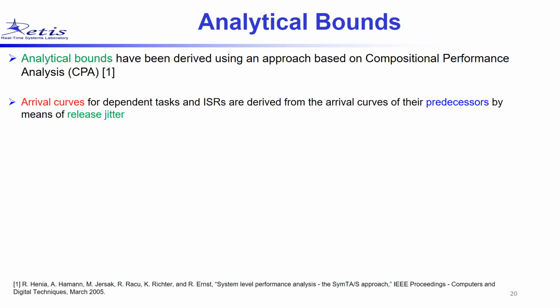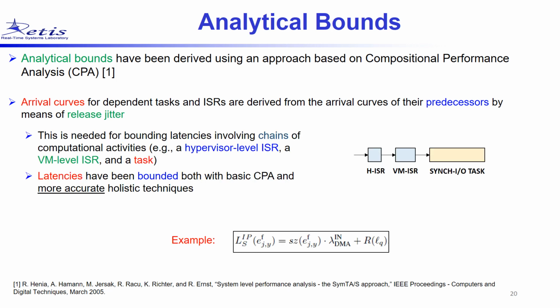The analysis proposed in this paper builds upon compositional performance analysis. In our analysis, arrival curves for dependent tasks and ESRs are derived from the arrival curves of their predecessors by means of release jitter. This is needed for bounding latencies involving chains of computational activities. For example, a hypervisor-level ESR that triggers a VM-level ESR that in turn triggers a synchronous I/O task.